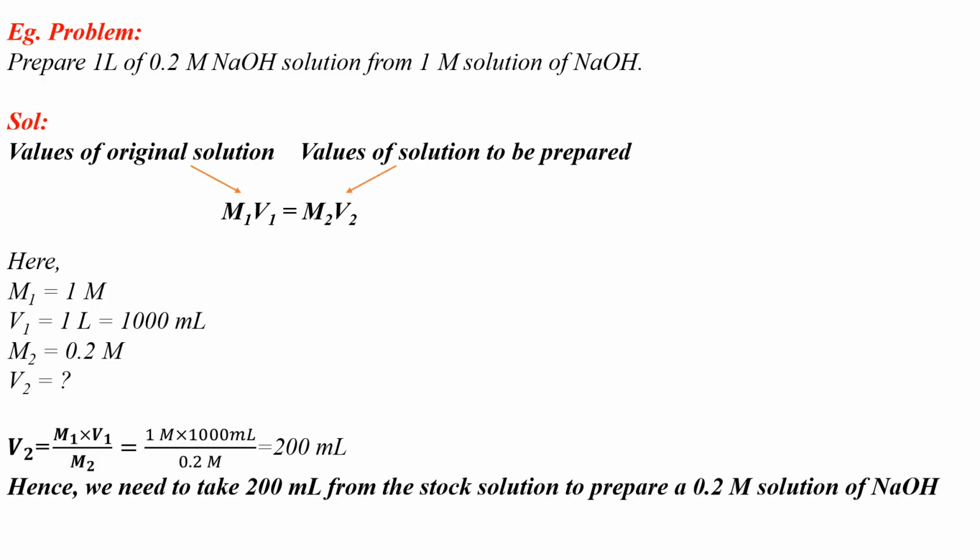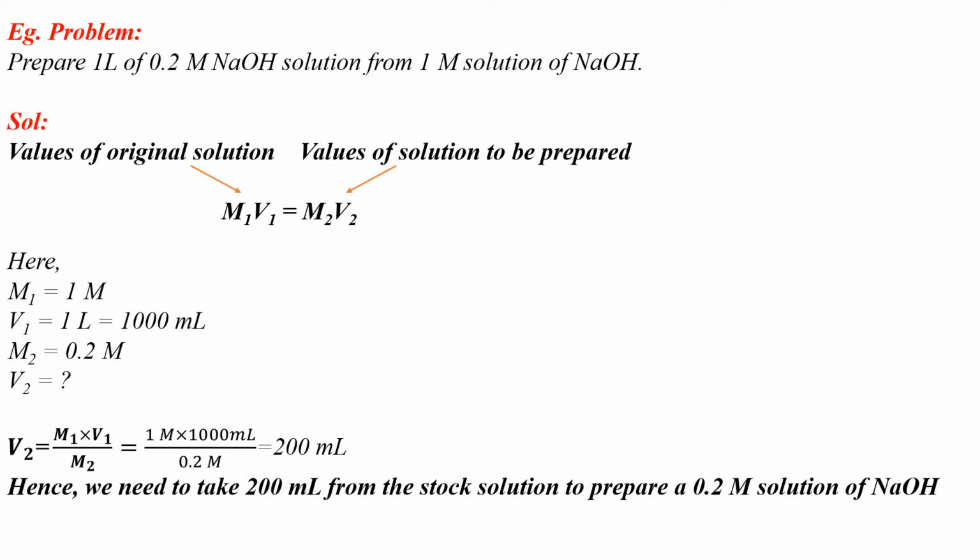Children, here's a problem related to dilution. Prepare 1 liter of 0.2 molar sodium hydroxide solution from 1 molar solution of NaOH. Here the concentrated solution is 1 molar solution of NaOH. Imagine that you have 1 molar solution of NaOH in a flask. What is 1 molar solution of NaOH? It contains 1 mole of NaOH in 1 liter of the solution. So imagine that you have a flask of 1 liter, 1 molar solution of NaOH.